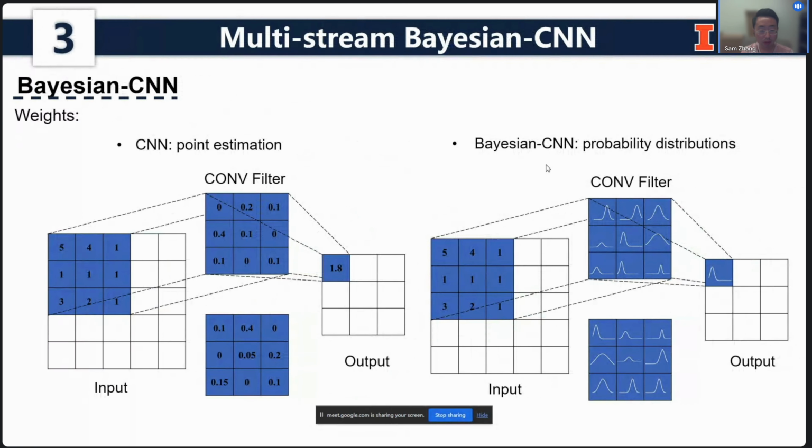The main difference between the Bayesian-CNN and the conventional CNN is their weights. The left figure is for the conventional CNN. The weights in the CNN are just point estimates. They are just numbers. So you can say that our inputs are numbers and the filters, the weights, are numbers. So after the convolution, the output is still a number. But the right side is our Bayesian-CNN model. In the Bayesian-CNN model, those weights become probability distributions. And you can see that even though our inputs are still numbers, because our weights are distributions, our output can also be a distribution. So after the convolution, we have a distribution rather than a number. In that way, we can quantify the model uncertainties.